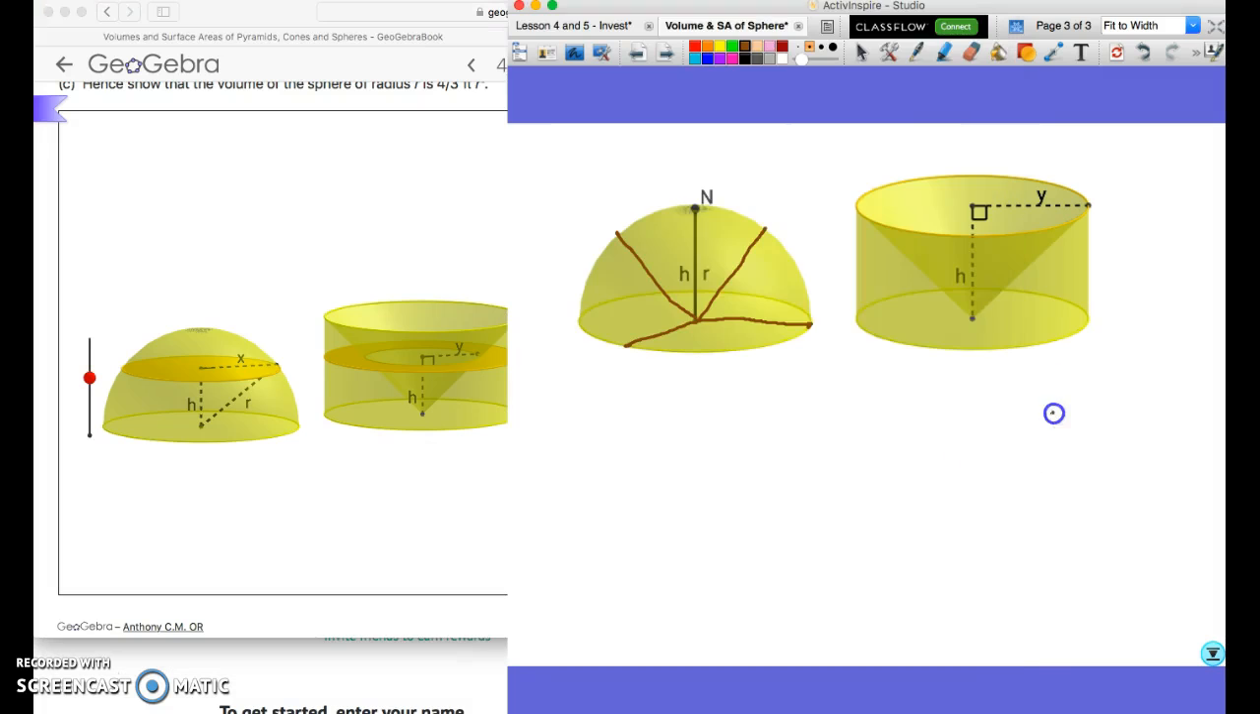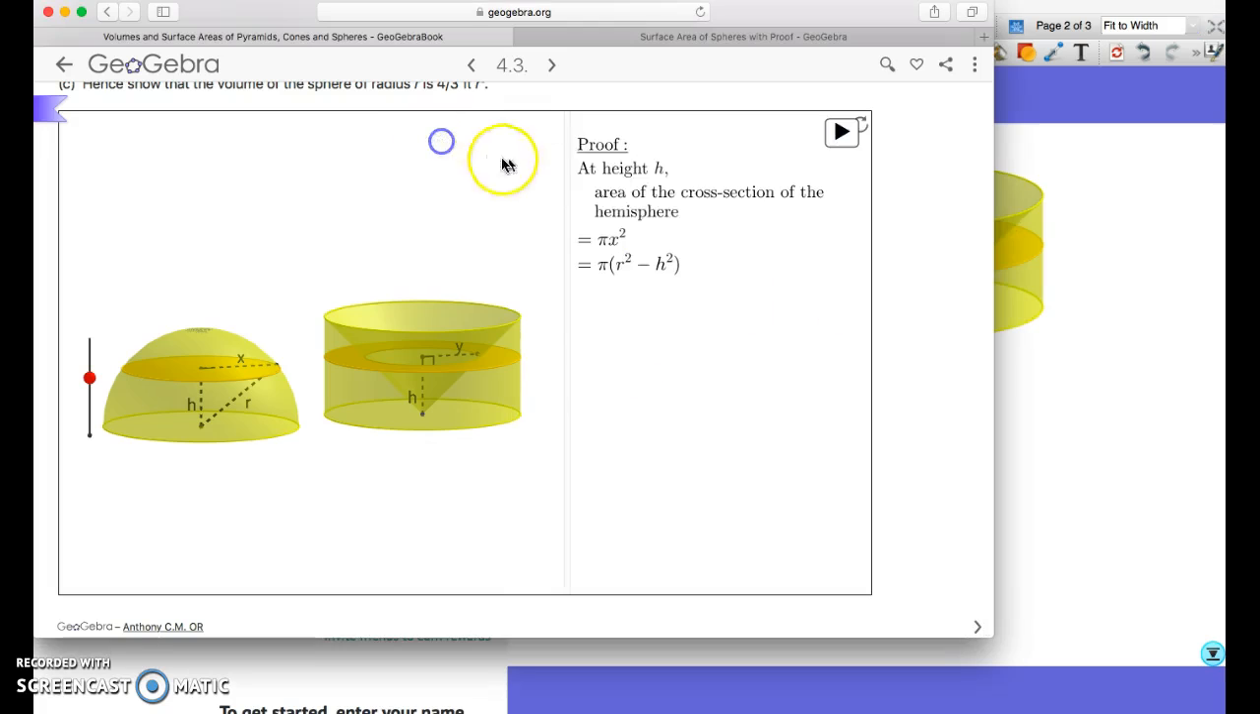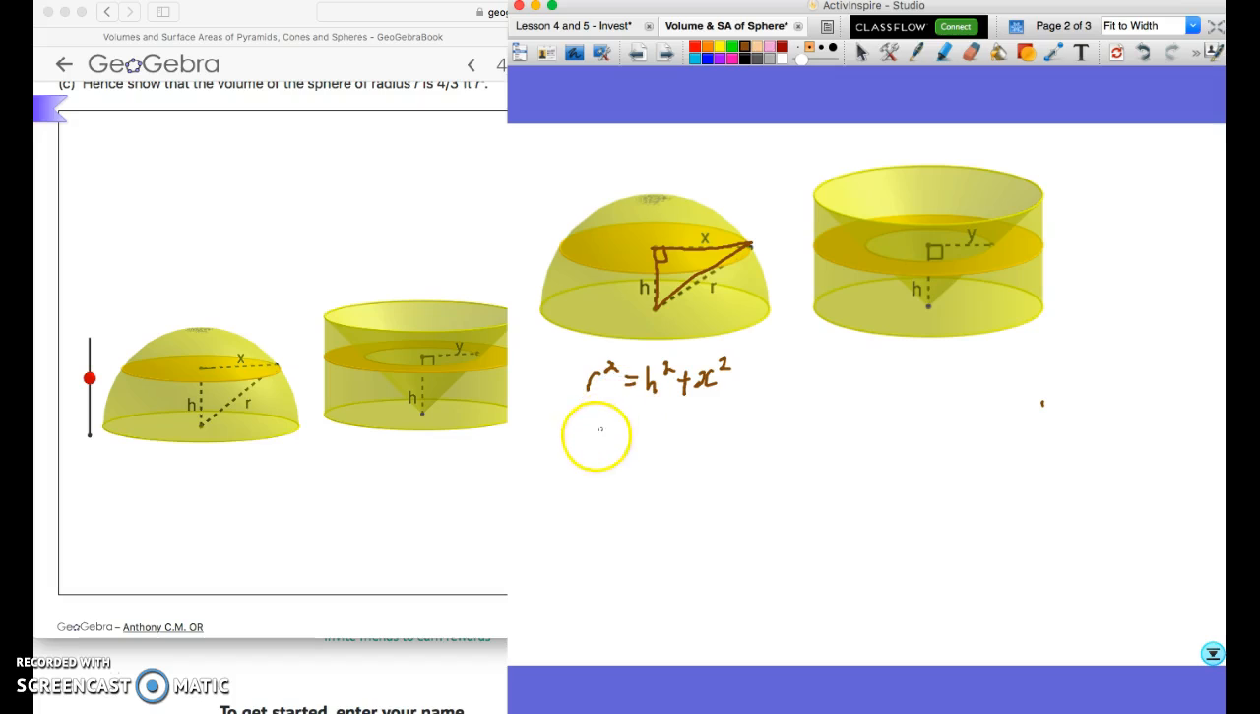What you should be able to see, if I jump over to the other diagram, is that we've got a right triangle. And because we've got a right triangle, of course, Pythagoras' theorem applies. R squared must be equal to h squared plus x squared. That's why we can rearrange and substitute in r squared minus h squared in the place of x squared. That obviously is a simple rearrangement of Pythagoras' theorem.